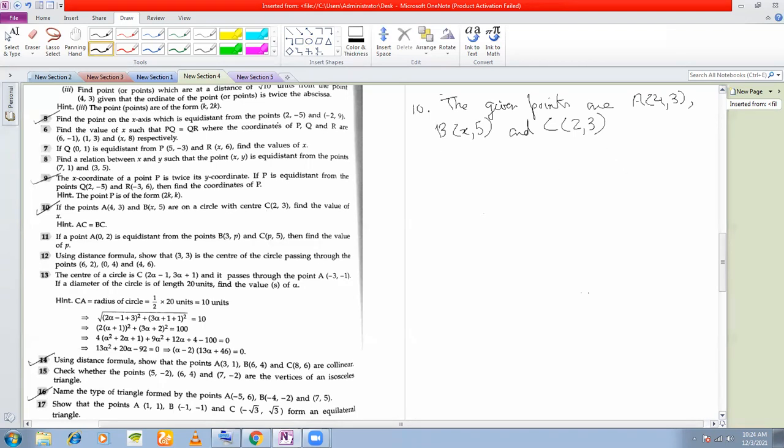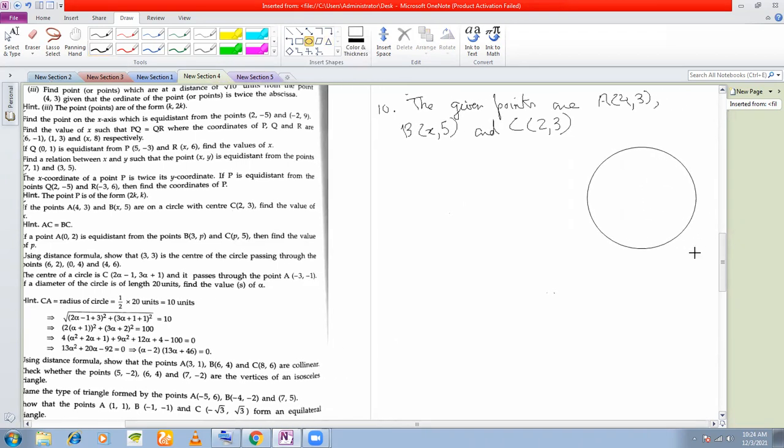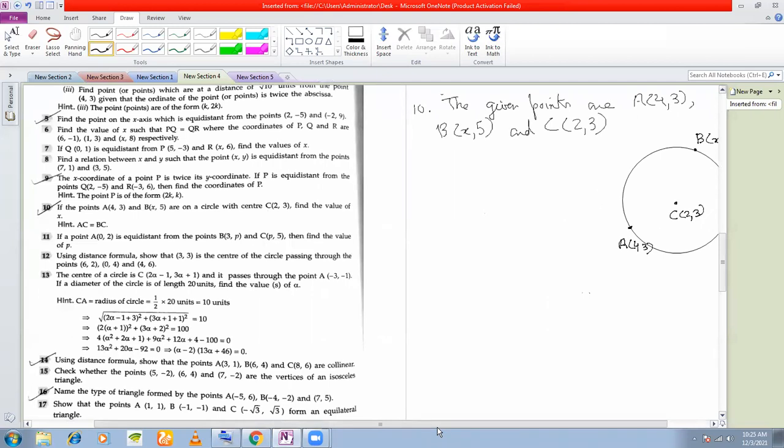Okay, let's draw a circle. Center of this circle coordinate is given to be C (2, 3). And these 2 points A and B, they are anywhere on the circle. Let's take this point as A (4, 3), and you can take any other point. Let's take this point as B (x, 5). Okay, they are on the circle. Okay, find the value of x. You need to find out the value of the x coordinate of B, which is x here.